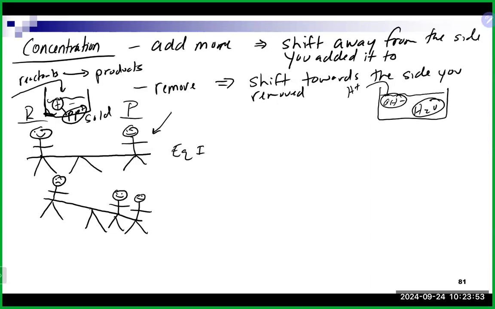To fix this situation, do I need more people on the right or more people on the left? More people on the left. It needs to shift away from the side that we added. And you put more people there on the left to have it once again come back to equilibrium position here.